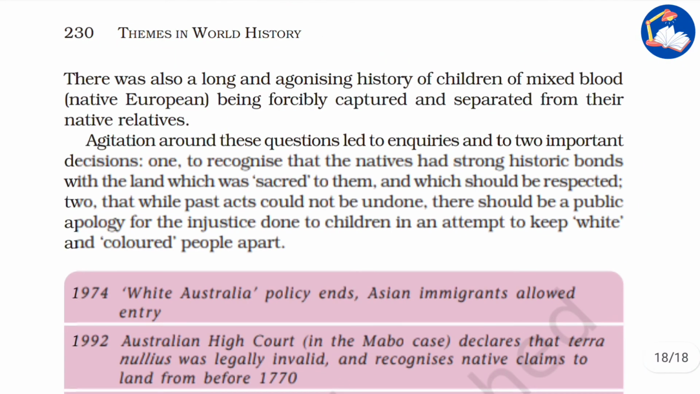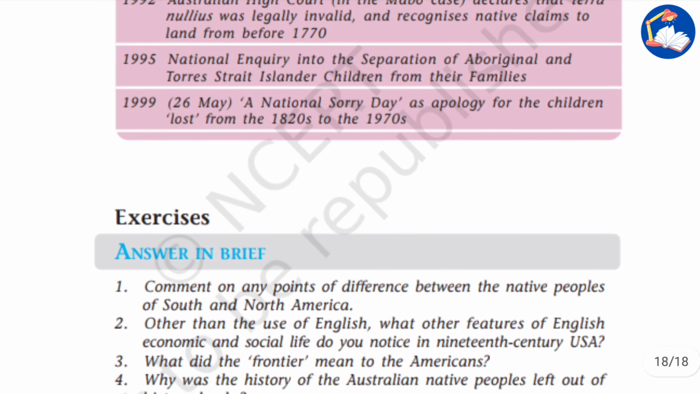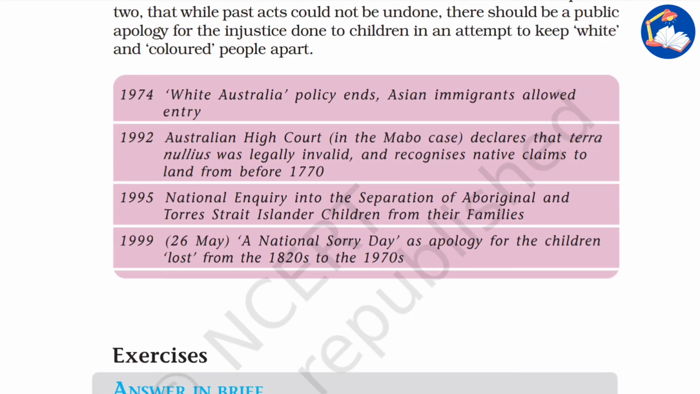There was also a long and agonizing history of children of mixed blood, who were captured and separated from their native relatives. Discussions about this conflict were happening in Australian society. So this was a brief explanation of this chapter about how native people were replaced by European society in Australia, Canada, and the US.